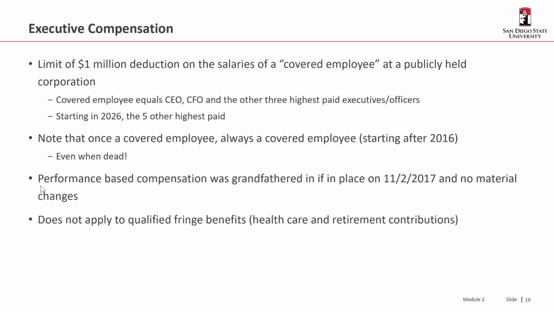So the executive compensation rule is under 162(m). There's a special rule on the deduction amount that's allowed for salaries of a covered employee. A covered employee is one at a publicly held corporation, and a covered employee is the CEO, the CFO, and the other three highest paid executives or officers. So it doesn't matter what their title is. It's the CEO, the CFO, and then the other three highest paid.